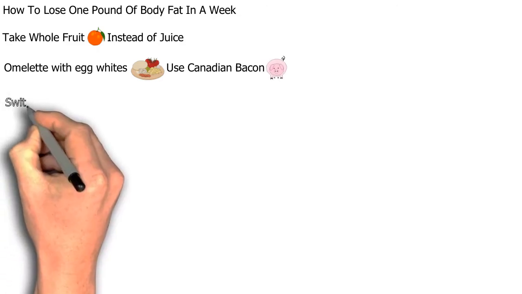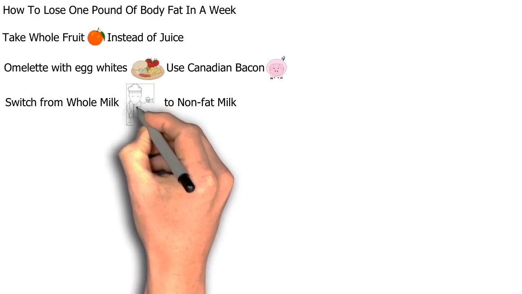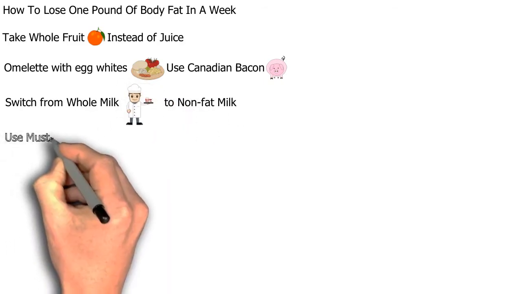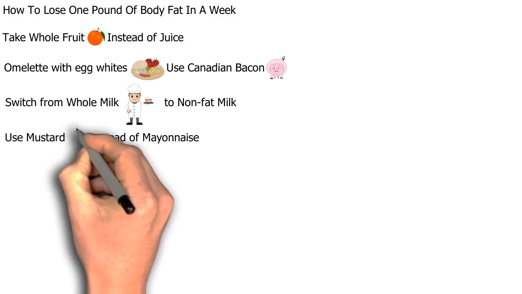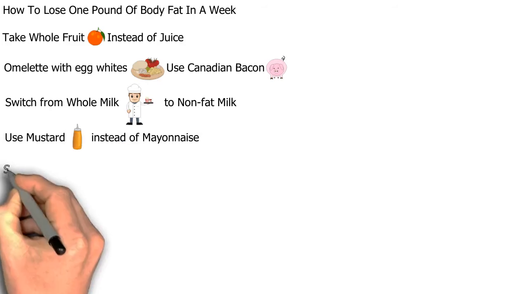3. Switch from whole milk to non-fat or low-fat milk. Use sugar substitute instead of sugar in your morning coffee or latte. 4. At lunch, use mustard instead of mayonnaise on your sandwich to save 100 calories per tablespoon. Eliminate the cheese and save 100 more calories.